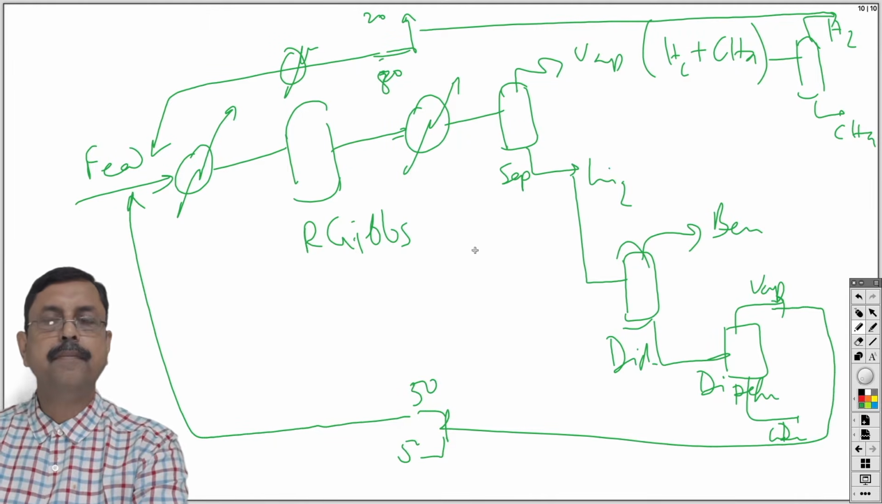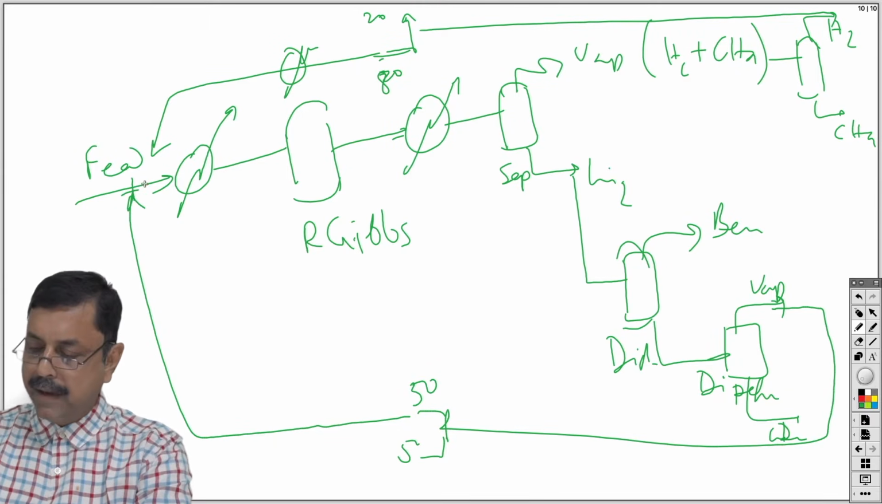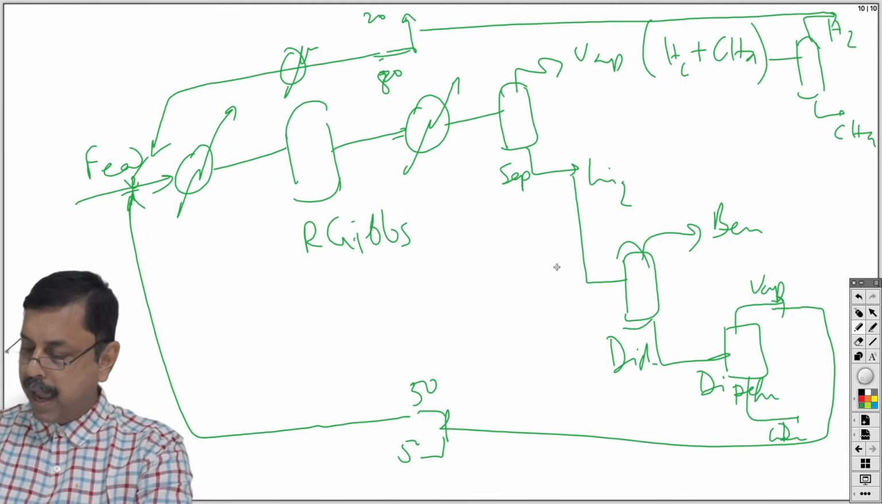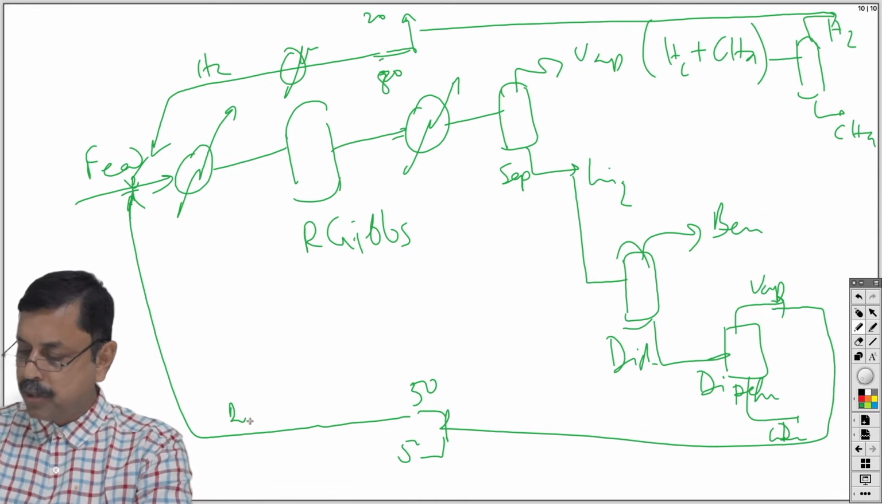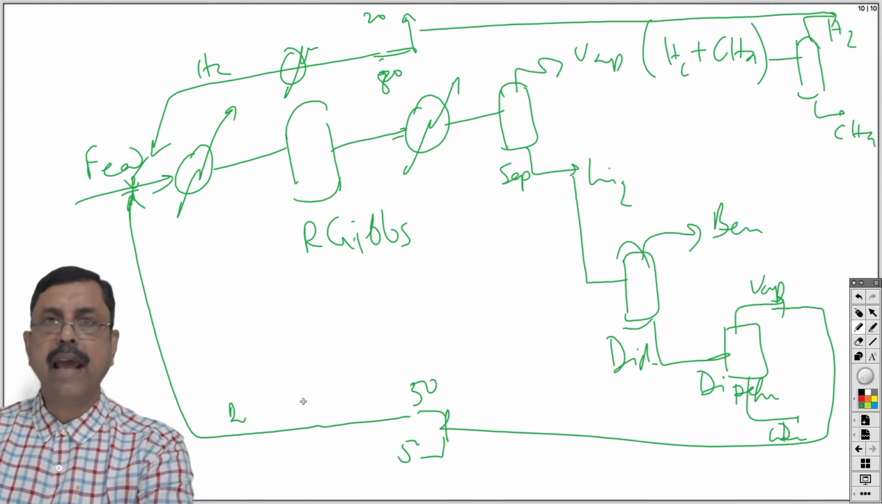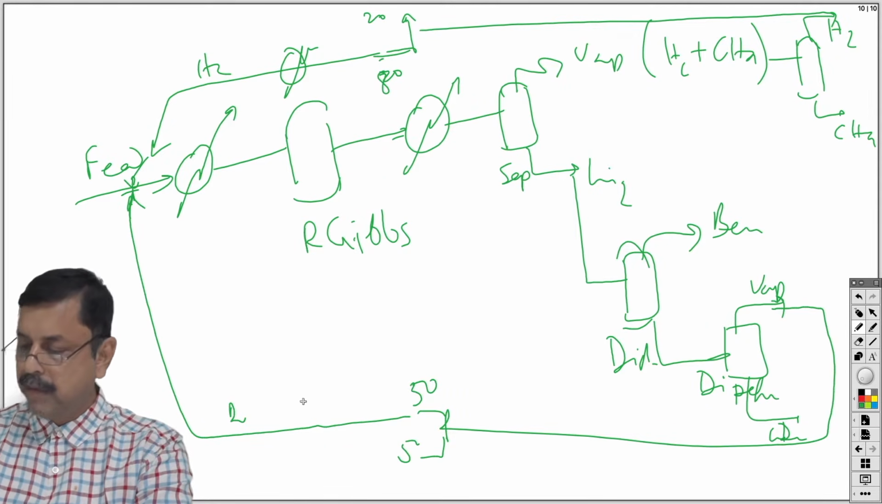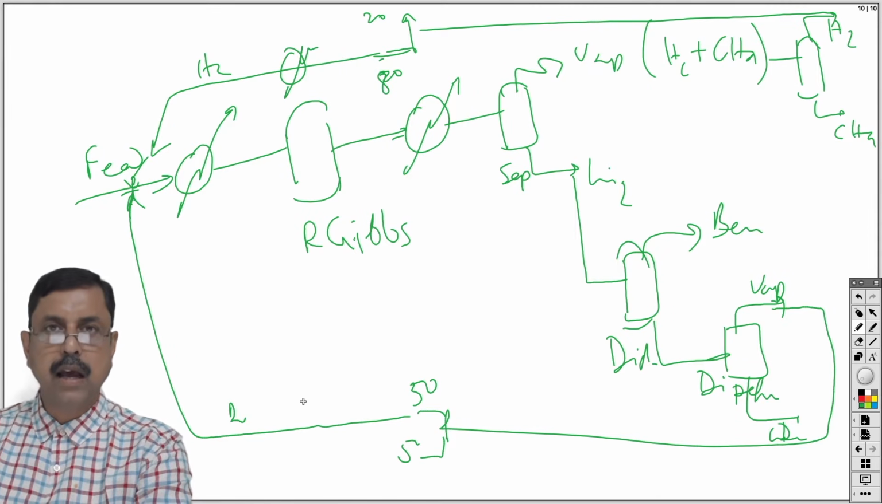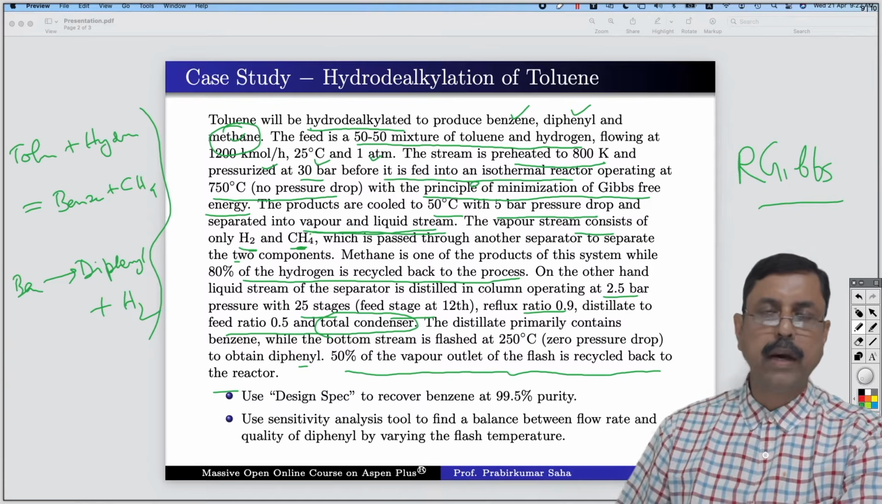feed line. So the feed line will have two recycle streams, and one stream will have pure hydrogen, and the other stream will also have some diphenyl and maybe some portion of benzene, or we do not know what we'll have, but definitely it will have something of interest. We will understand it later while we solve the problem.